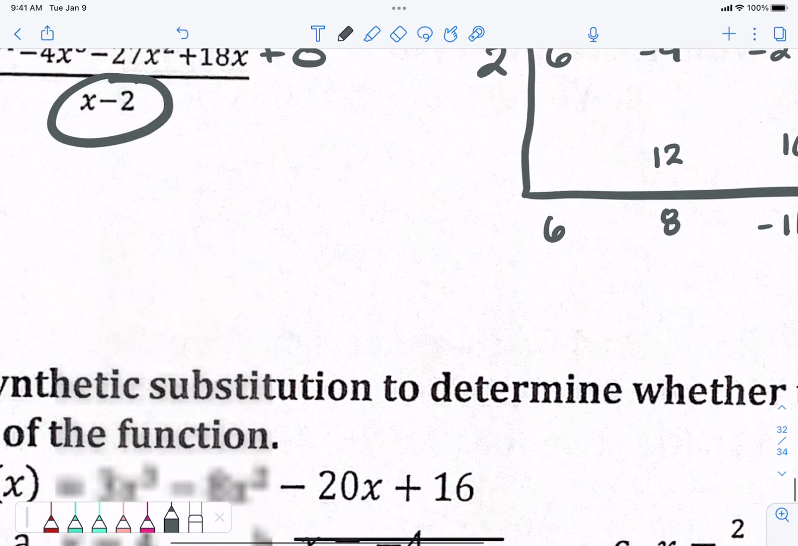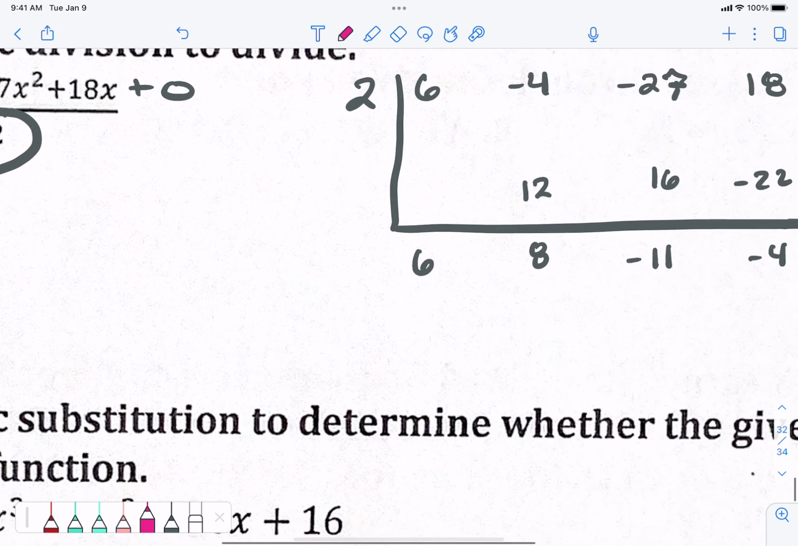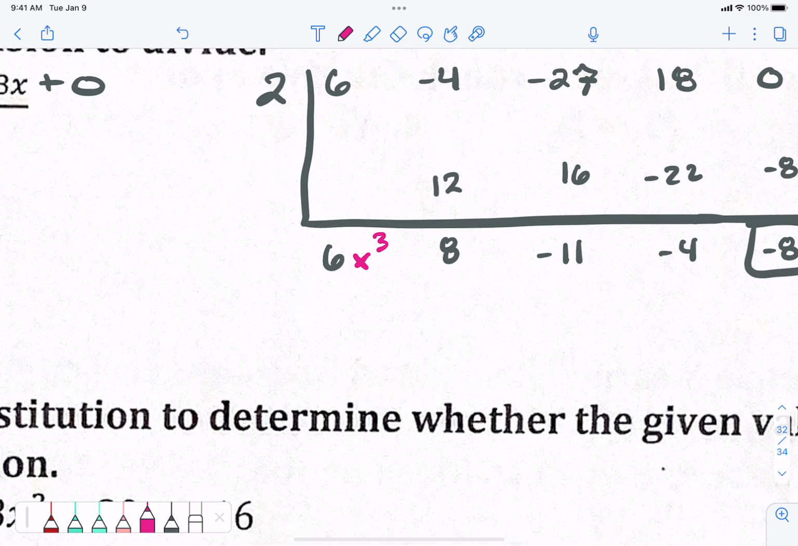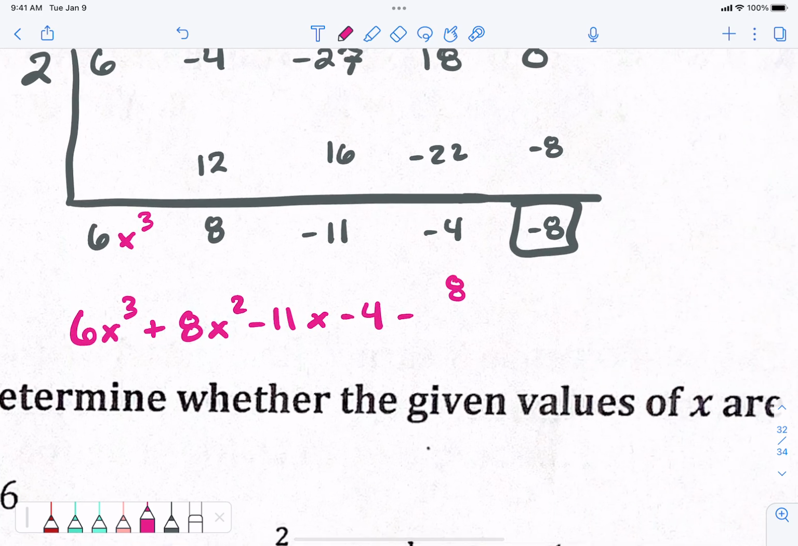So 6x to the third. We were taking x to the 4th and dividing by x, so this should have an x to the 3rd, and then we go down from there. So 6x to the 3rd plus 8x squared minus 11x minus 4 minus 8 over x minus 2.